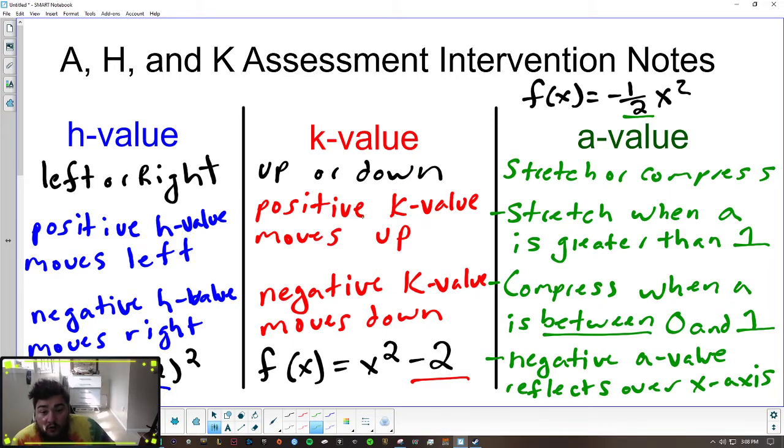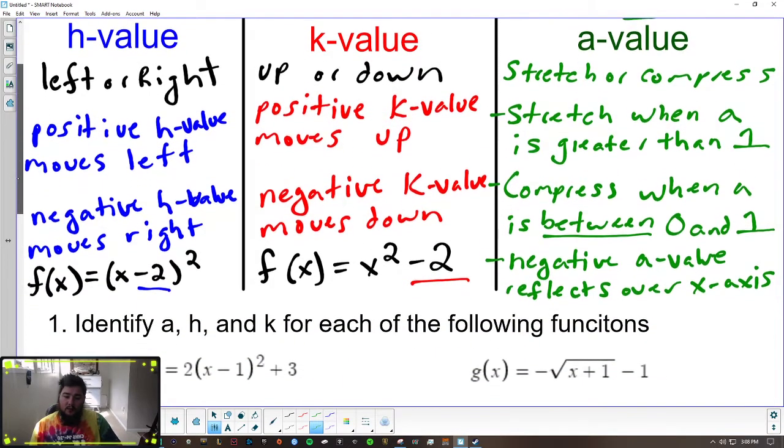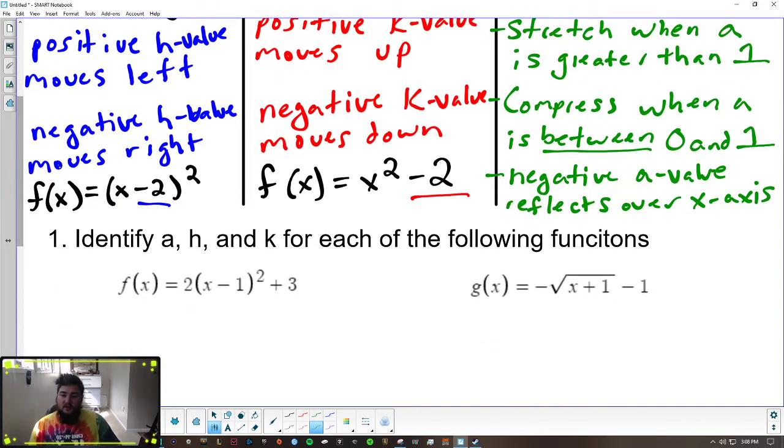These are all the things you should be able to identify by looking at a graph. You should be able to tell, is it moving left or right, up or down, is it stretching or compressing, and is it going to reflect? These are all the things that could show up in any of our A, H, and K problems. So let's do a couple of problems to help us get back into the groove of things.